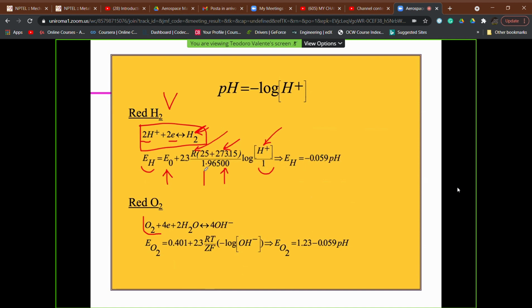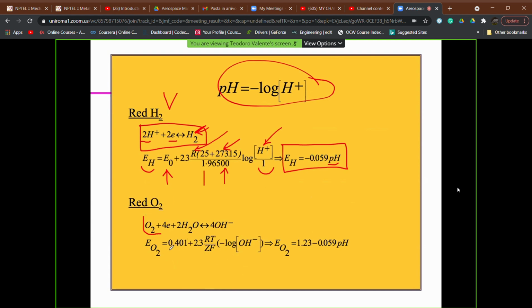And so if we put the proper value of the universal gas constant here, and we remember this basic definition of chemistry, we can write that the Nernst equation to have the value of the potential of the reduction of hydrogen is equal to minus 0.059, which multiplies pH.